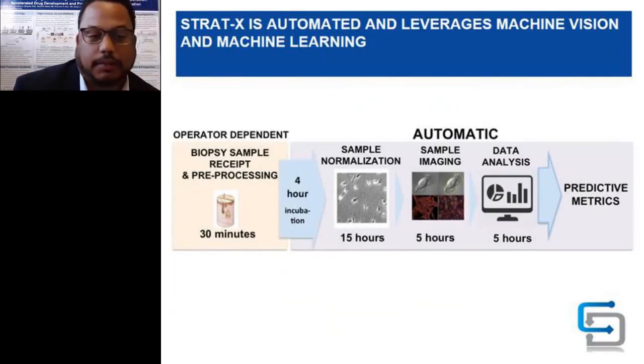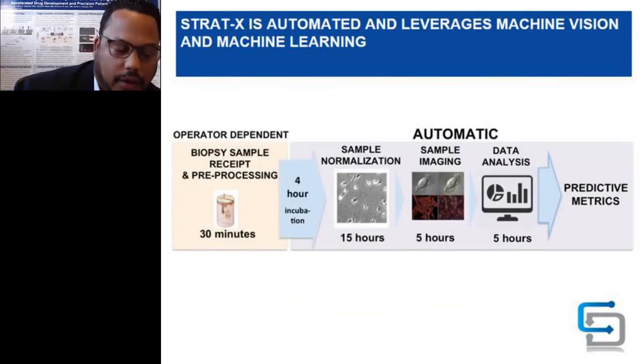Importantly, this process is actually quite quick and automated. So the most labor-intensive step is, quite frankly, taking the biopsy out of the box that it's been received in, and then placed into a buffer that then moves the sample along this process of an incubation and then a normalization process.